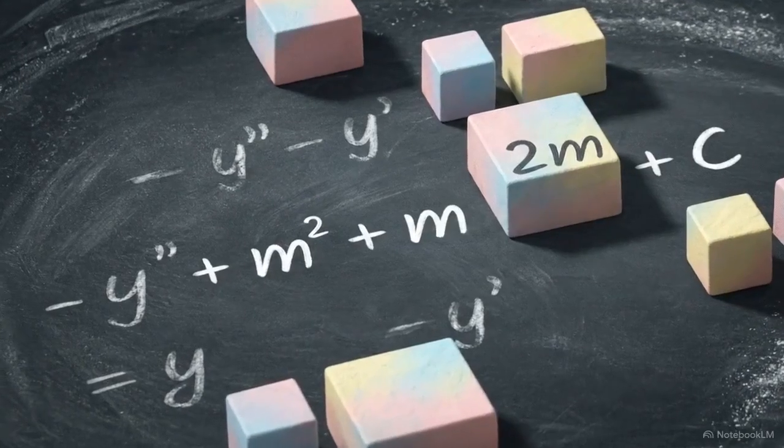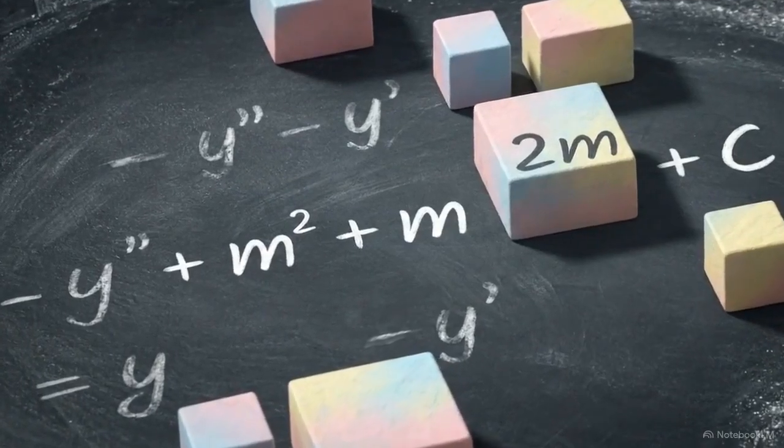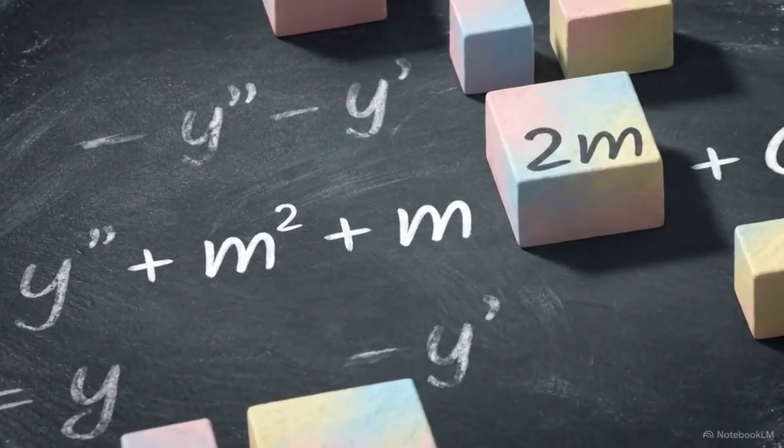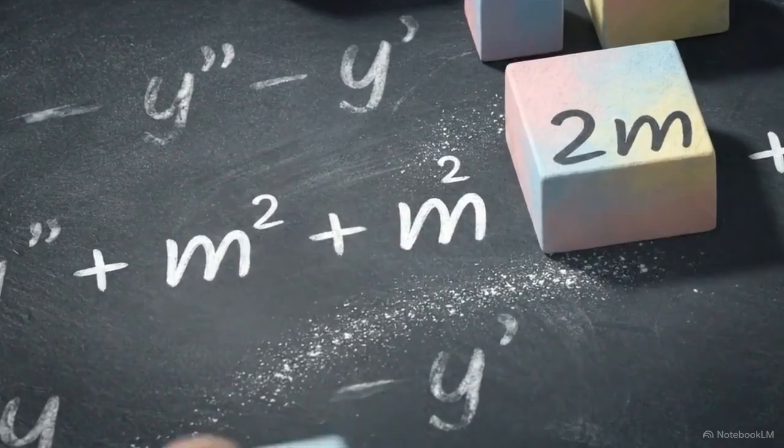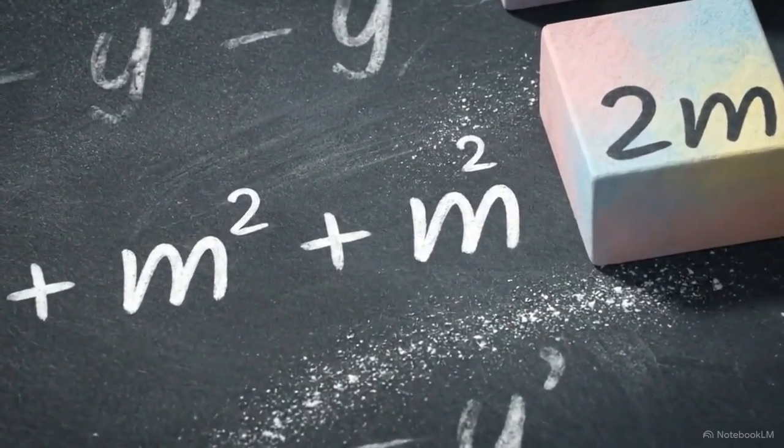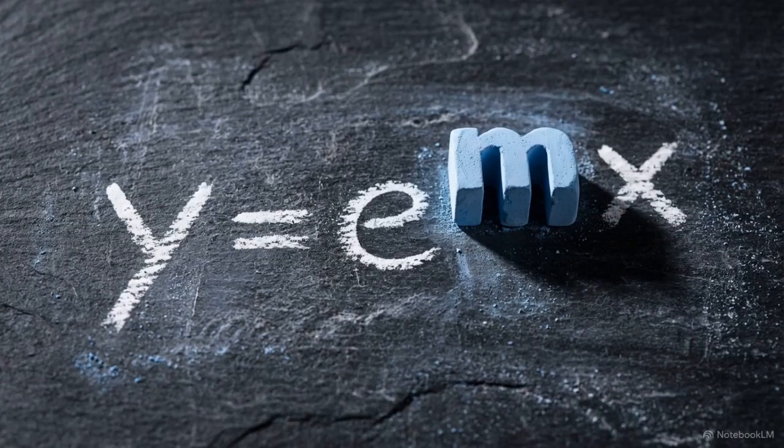Plugging in that exponential guess strips away the complex derivatives. We leave calculus behind entirely, stepping into the predictable, solvable realm of pure algebra. Let's test that assumption. We set our baseline guess as y equals e to the mx, where m is a constant we need to find.